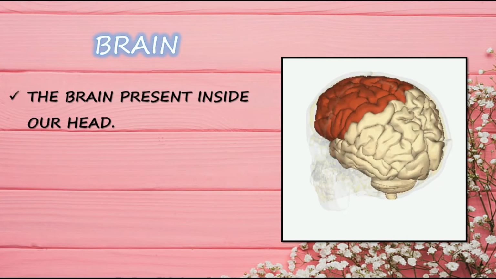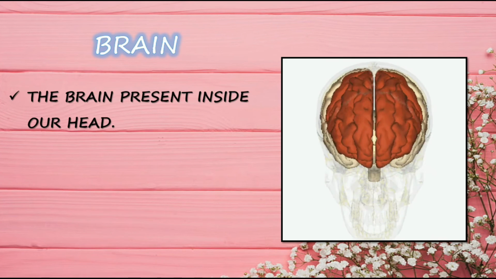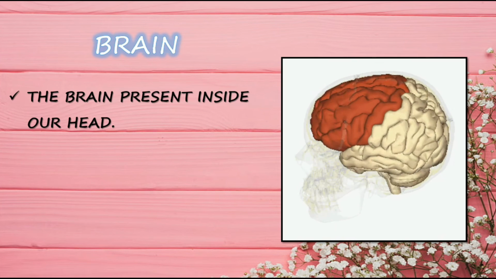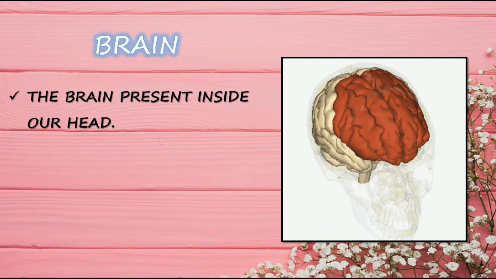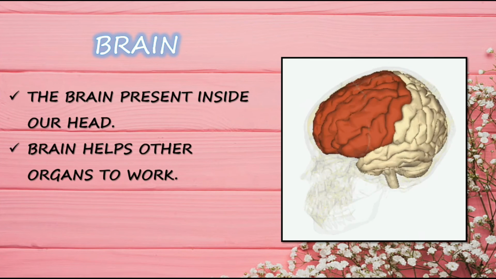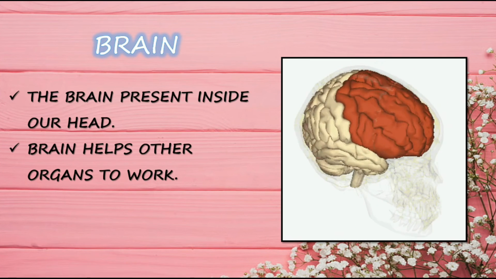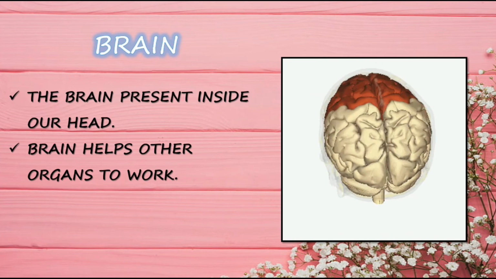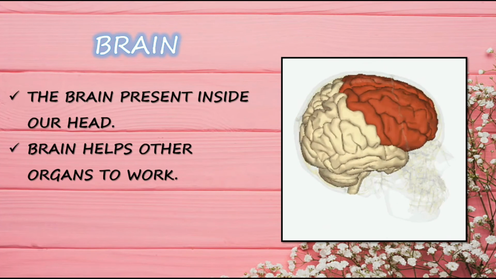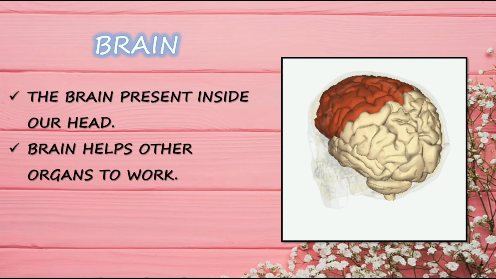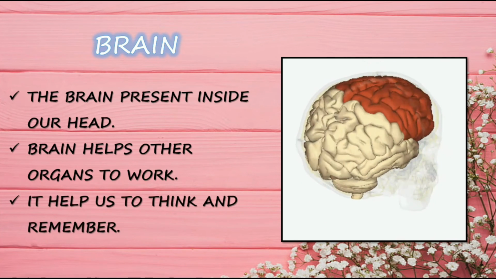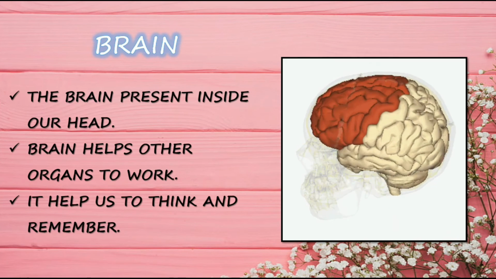Eyes, nose, ears, these organs are also present inside the head, but they are visible to our eyes. The brain is not visible to our eyes. Next, the brain helps other organs to work. As I told you before, it is used to command the organs. As soon as the organs receive the command from the brain, they start to do their work. It helps us to think and remember.